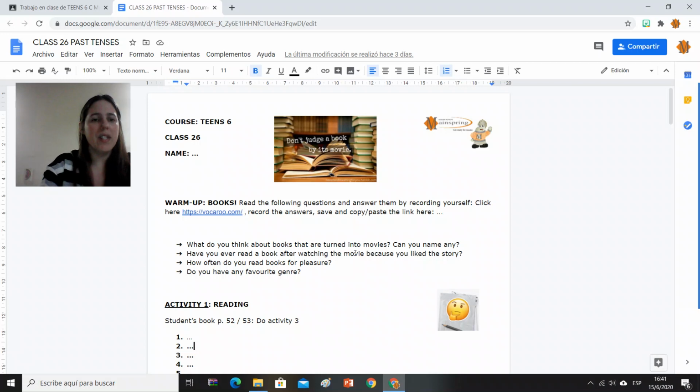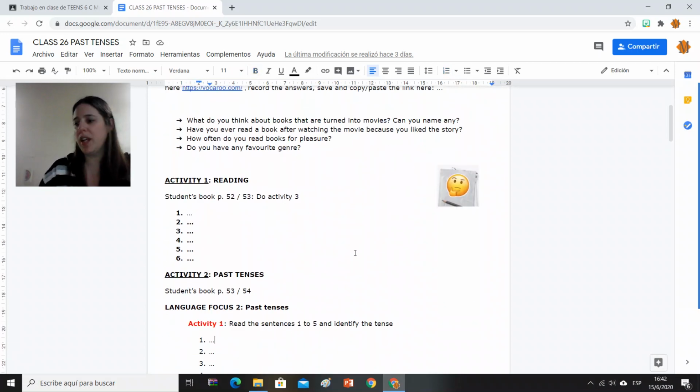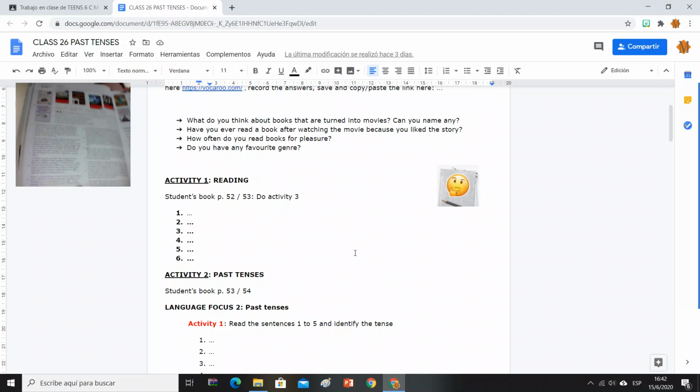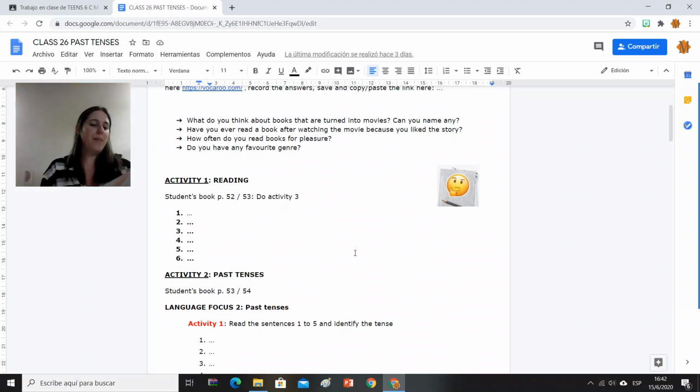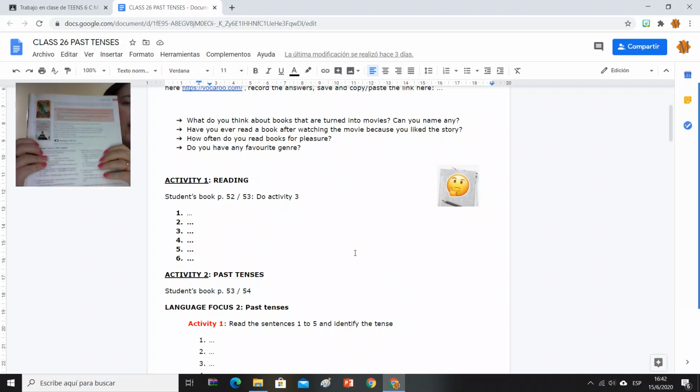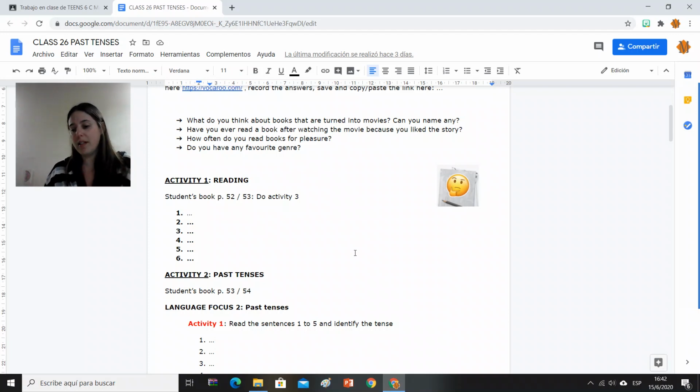Then activity number 1, we have a reading comprehension activity. It's related to books. That's why in the first activity, you have some questions related to that. And you're going to open your books on page 52 and you're going to read the text. And on page 53, you have the sentences that have been removed. So you're going to read the sentences A to G. You're going to put them in the correct gap. Okay, in the text you have 1, 2, 3, 4, 5, 6 small boxes in the paragraphs, and you're going to put the sentence that corresponds to that part.